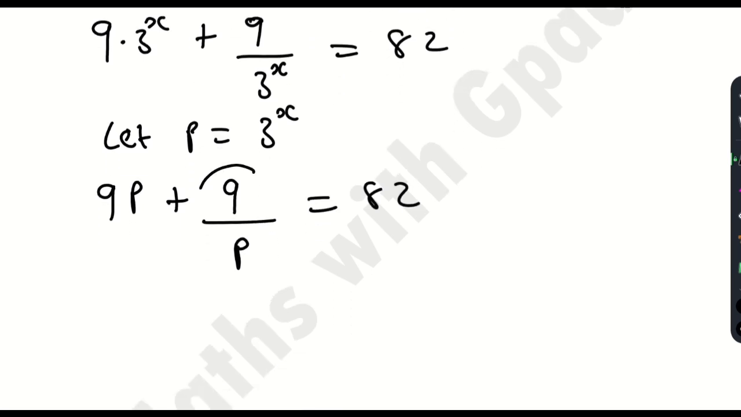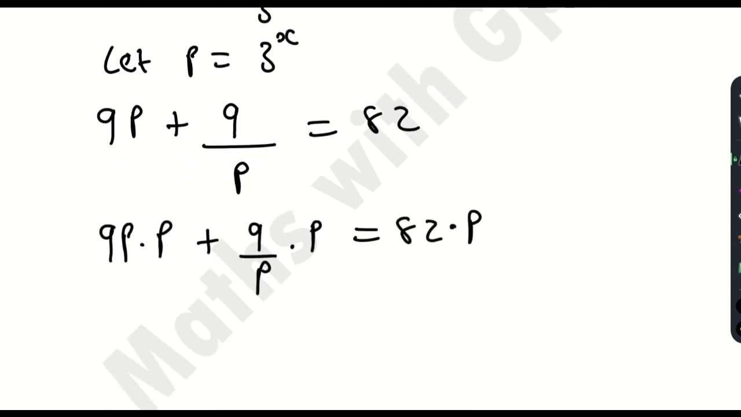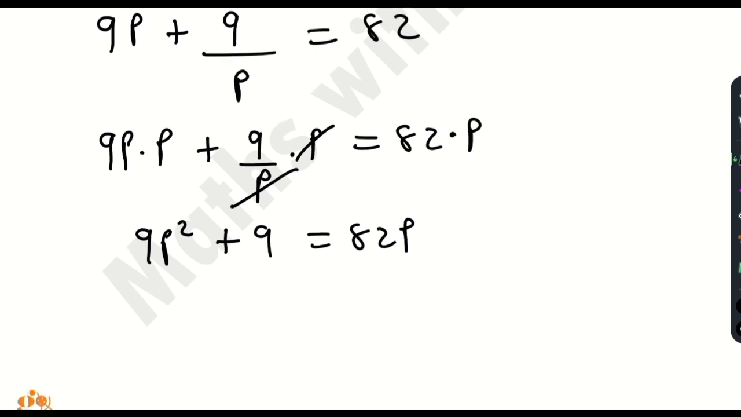So what I have here is a simple equation. We don't want this fraction. We want it to be without a fraction. So what I will do is multiply every single term, both on the left hand side and on the right hand side, by p, so as to get rid of the p in the denominator. So it's going to be 9p times p plus 9 over p times p is equal to 82 times p. All right, p here cancels p, which is my intention. 9p times p is 9p squared, then you have plus 9, and this is equal to 82p.